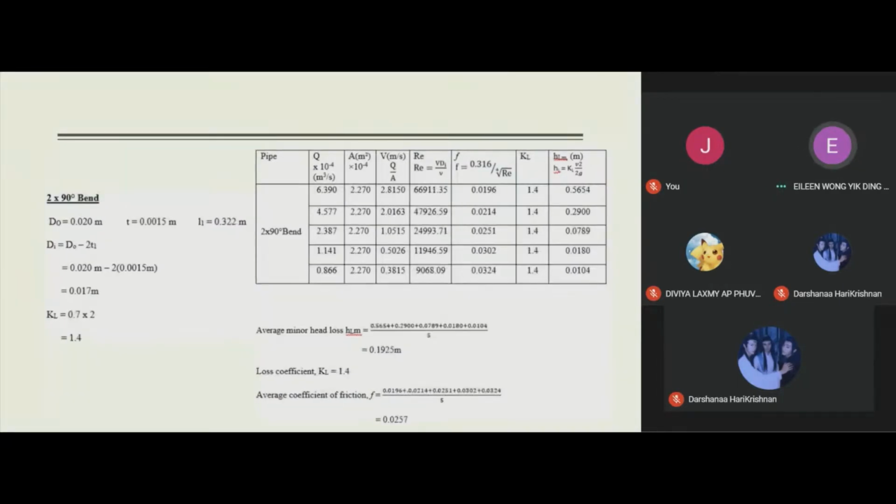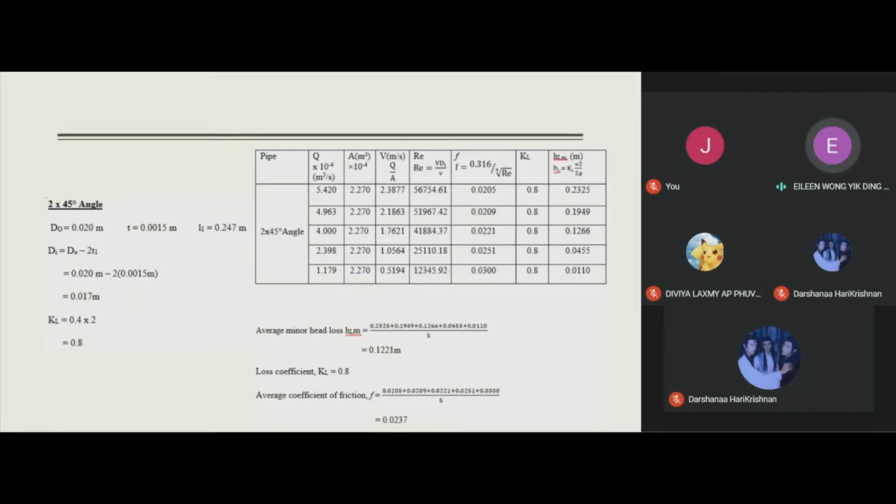Next, for the 90-degree bend, the KL for one 90-degree bend is equal to 0.7. So for 2 times 0.7 equal to 1.4. So the average minor head loss is equal to 0.1925 meter. The loss coefficient is totally 1.4, and the average coefficient of friction is equal to 0.0257.